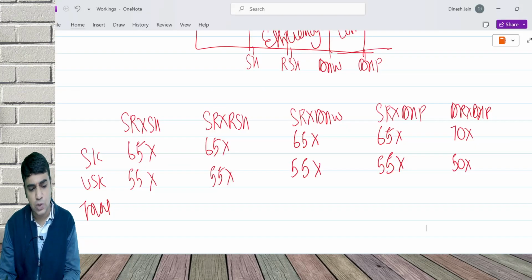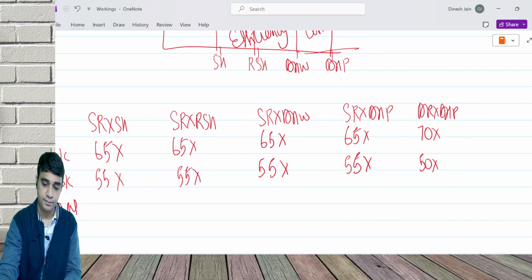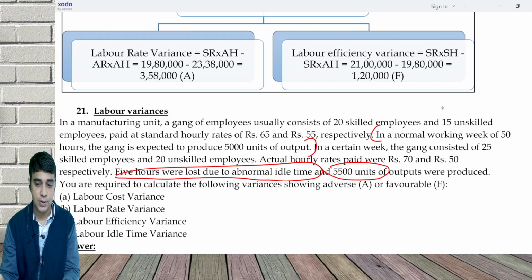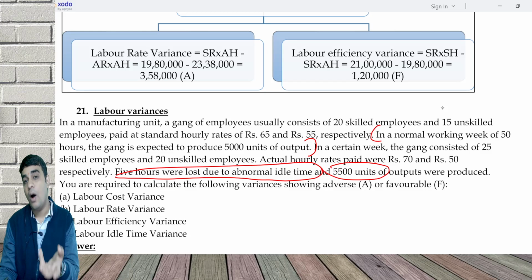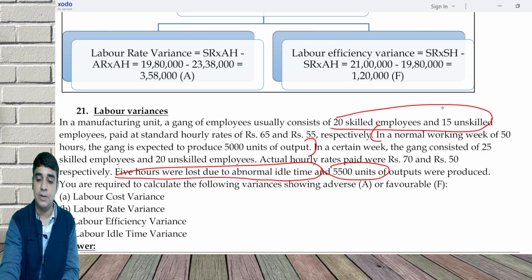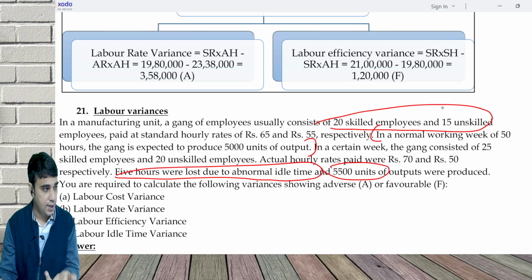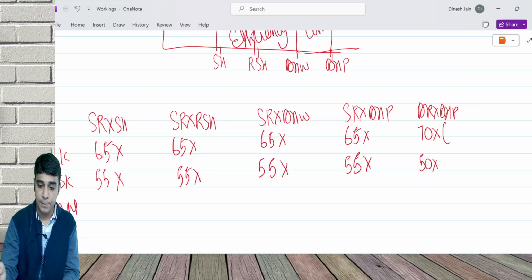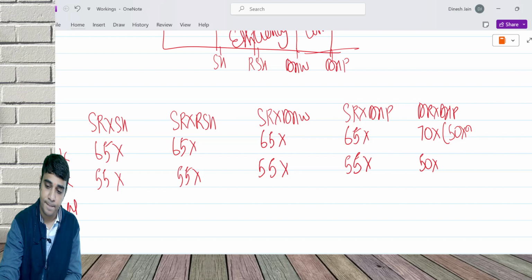How many actual skilled employees are there? 25. How many actual unskilled employees are there? 20. Normally there will not be any variation between these two, but the question has given a variation. Let's follow whatever the problem tells. The actual gang consisted of only 25 people and 20 people, so this is 50 into 25 and this is 50 into 20.